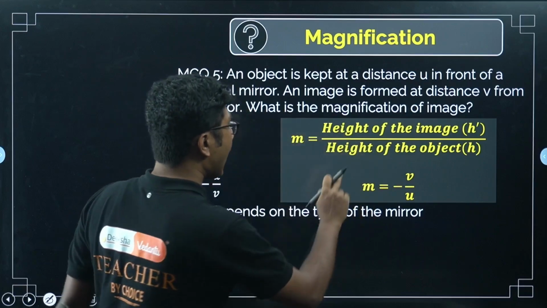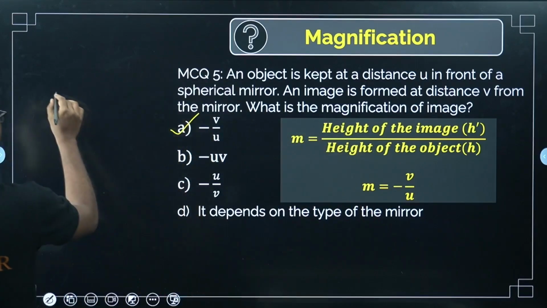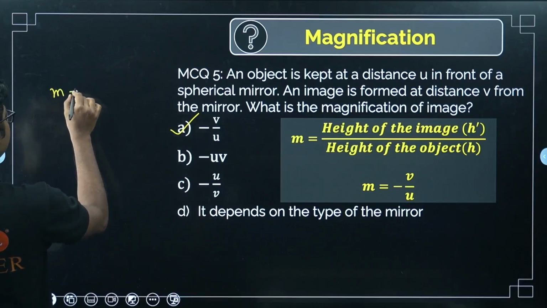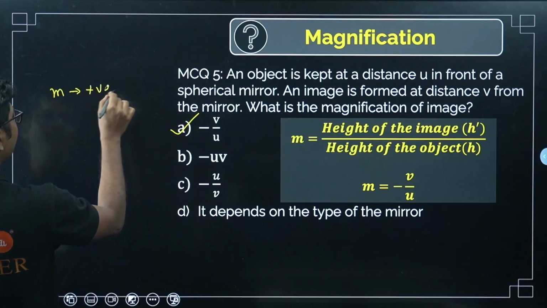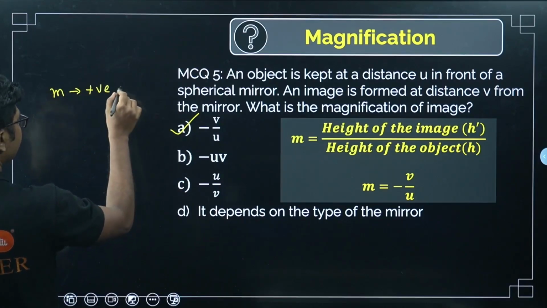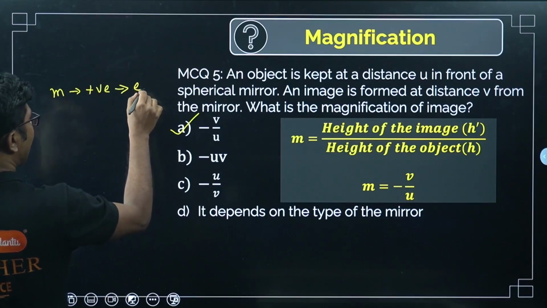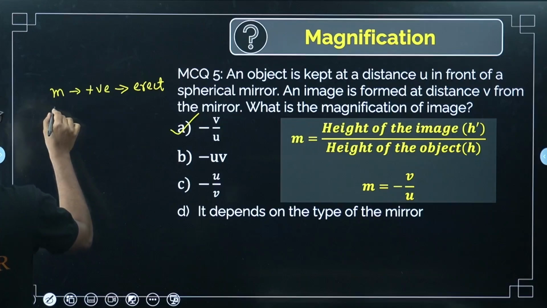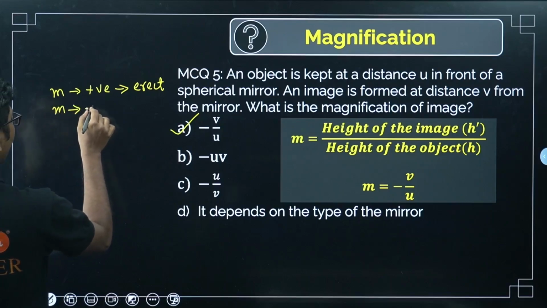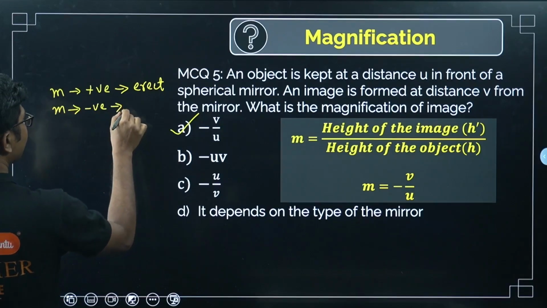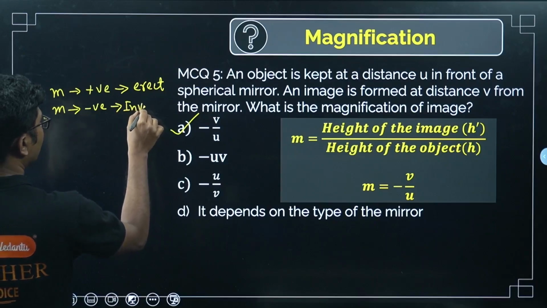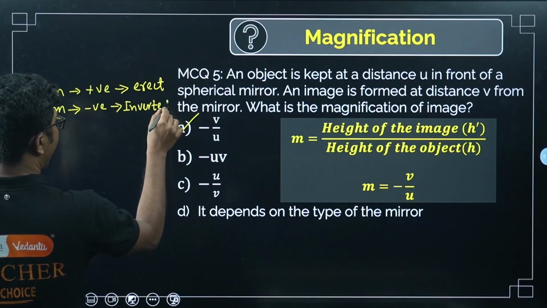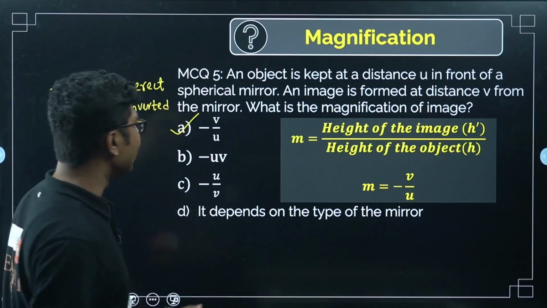And if M is positive, that means the image is erect, and we know that an erect image means it is virtual, right? Similarly, if M is negative, then the image is inverted, right? So inverted means it's a real image.